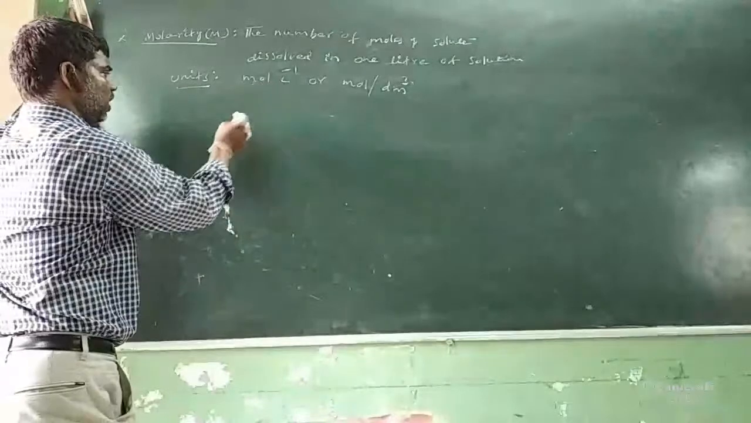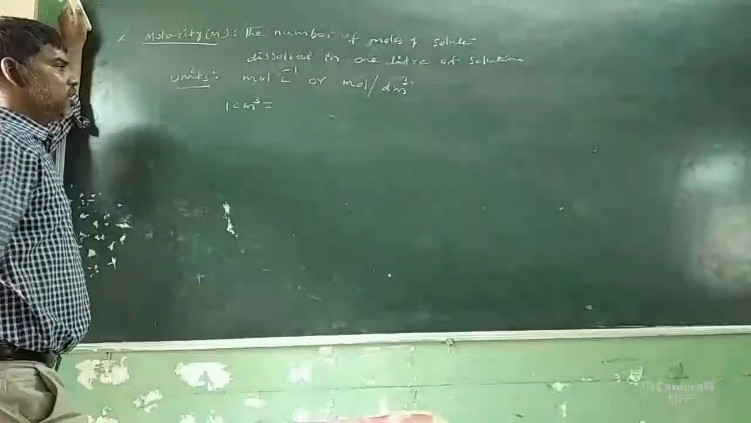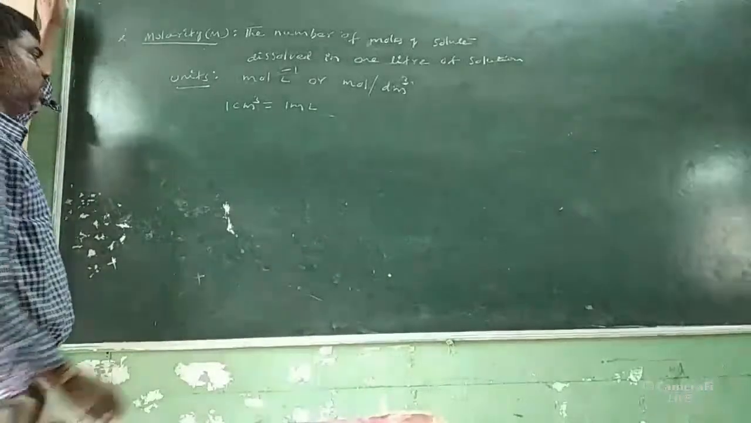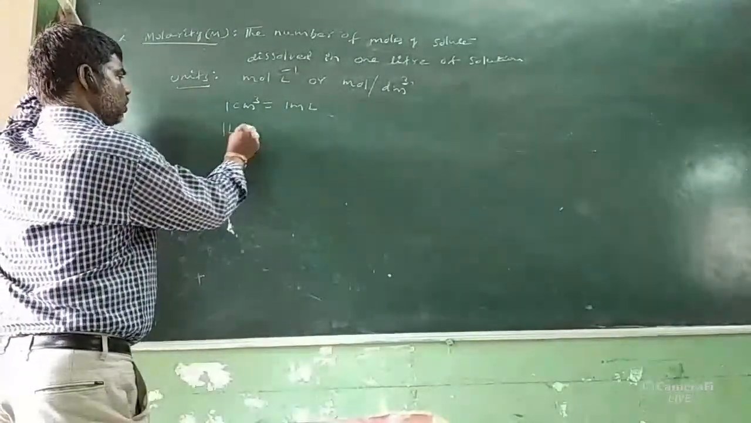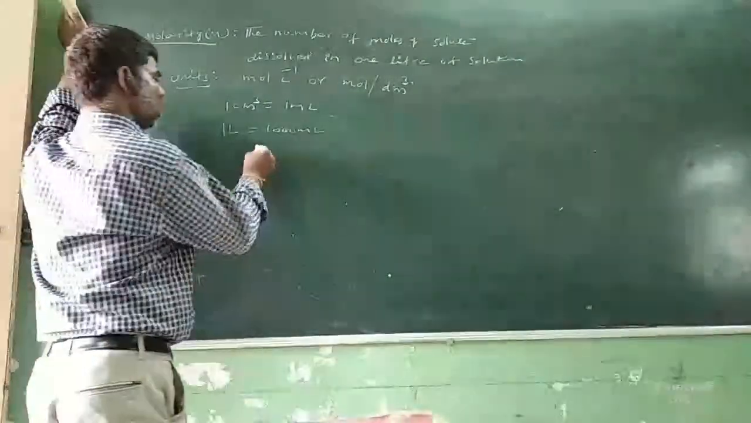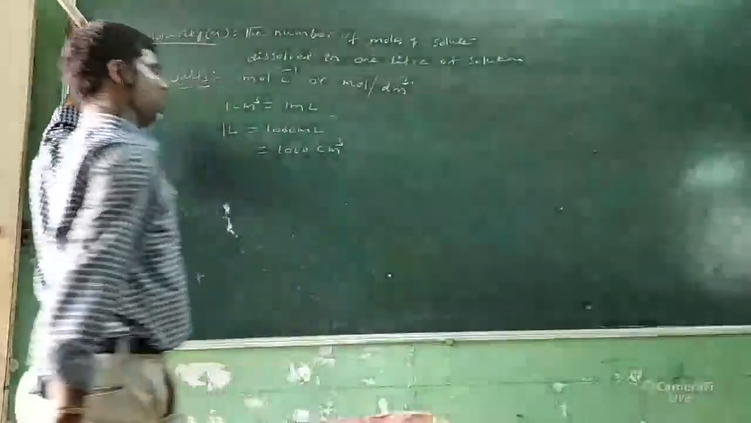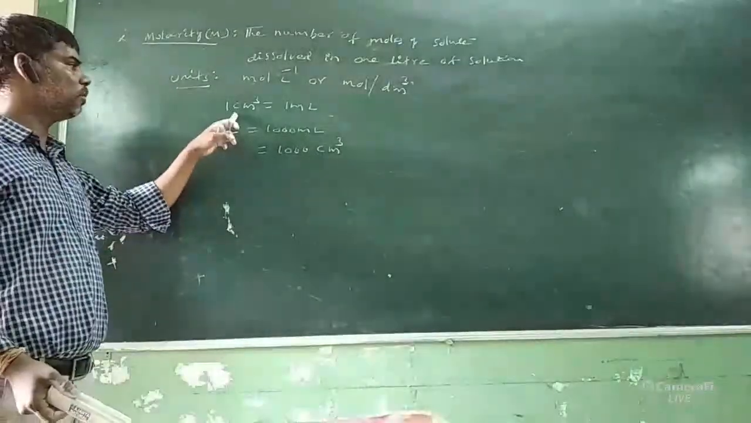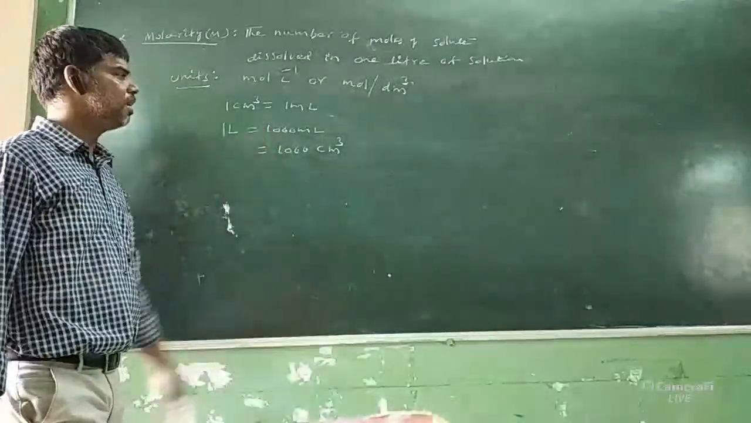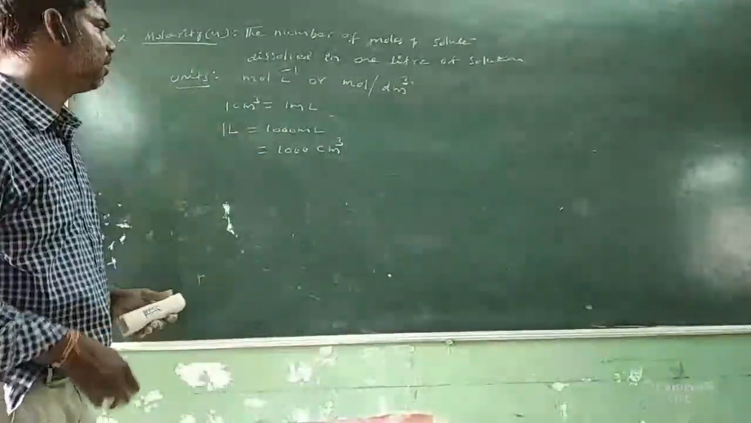Here we know that 1 centimeter cube is nothing but 1 ml. So 1 liter is equal to 1000 ml, and 1 liter is equal to 1000 centimeter cube. Remember that: 1 centimeter cube is nothing but 1 ml, where 1 liter is equal to 1000 milliliters, means 1000 into 1 milliliter, nothing but 1 centimeter cube.